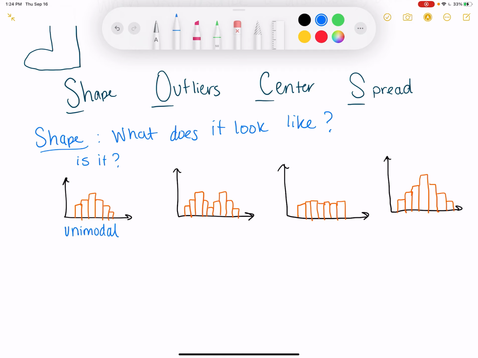All right, the second one. This one had 1 hump and was unimodal. This one has 2 humps. Any ideas? Tuamodal. Duo. Diamodal. Bimodal. Bimodal.